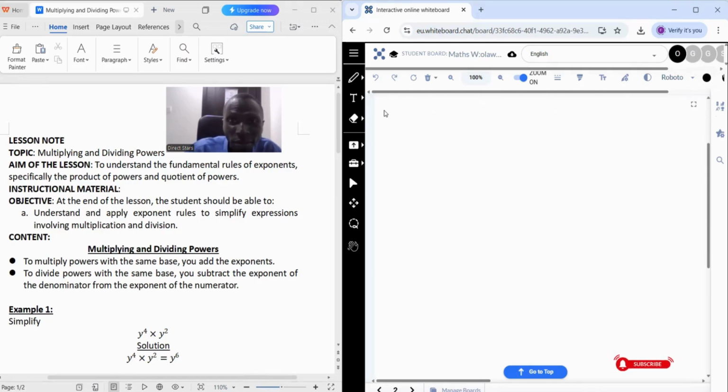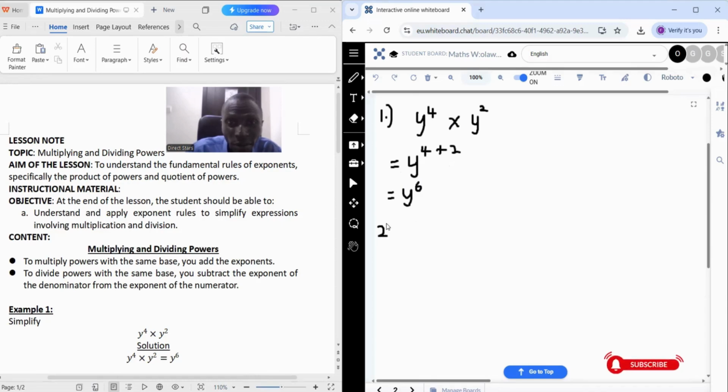In example 1, here we have to simplify y raised to power 4 multiplied by y raised to power 2. So looking at this, we have the same base. So what we're going to do here is to add or find the sum of the exponents. So we can have this to be y raised to the power of 4 plus 2. 4 plus 2, we're going to have that to be 6. So the answer here will be y raised to the power of 6.